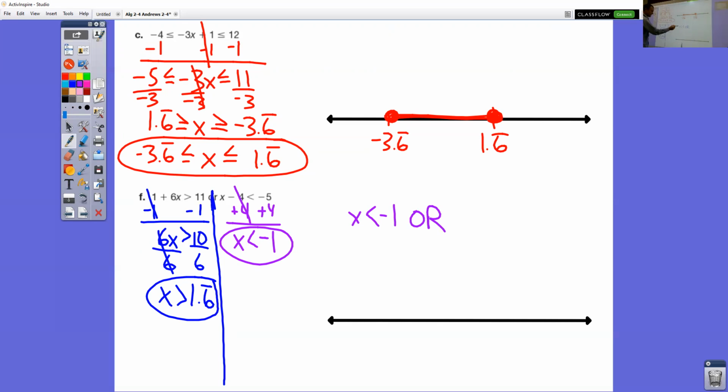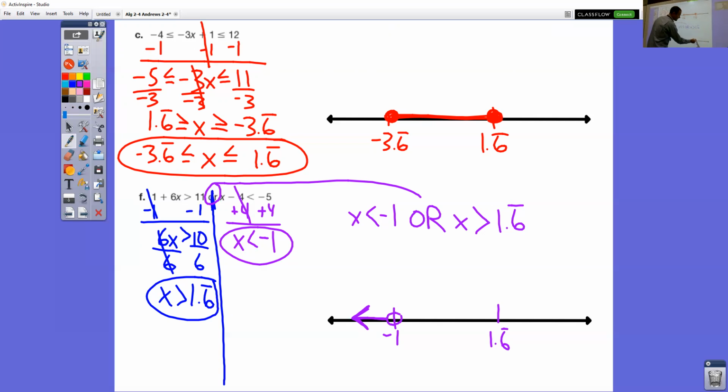Or, now why am I using the or? I'm using the or because there's an or in our question. And then it's x is greater than 1.6 repeating. So how would you graph that? We would have the -1 here, which is our smaller number, 1.6 repeating here, which is our bigger number. X is less than -1, so we would have an open dot and the arrow goes out. Remember, in or statements, the arrows go out. And then we have x is greater than 1.6 repeating. Again, that would be an open dot and the arrow would go out. So that's what our answer would look like.